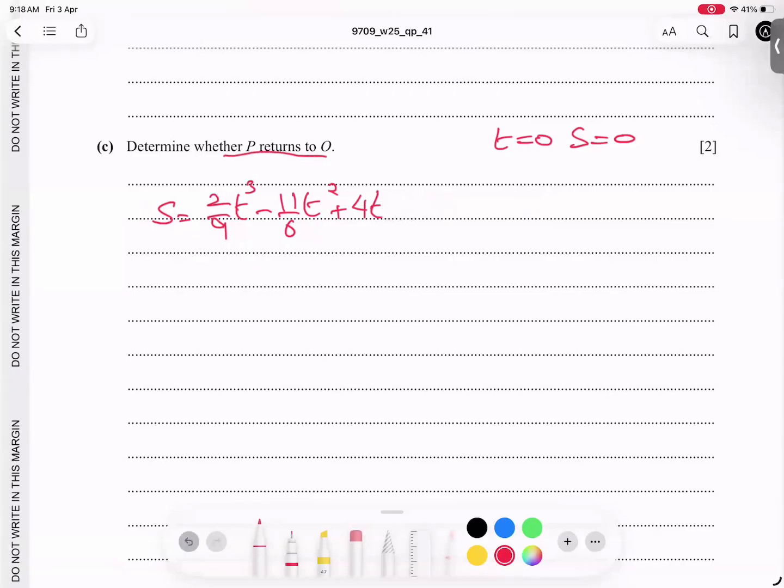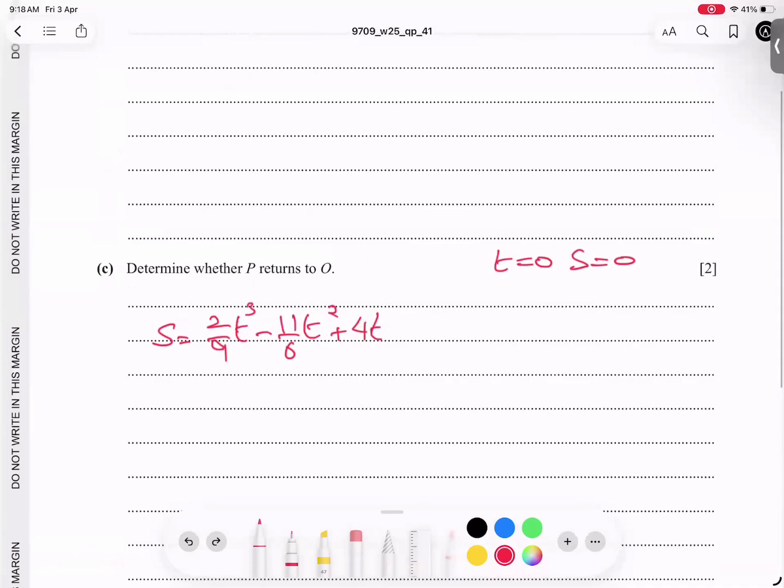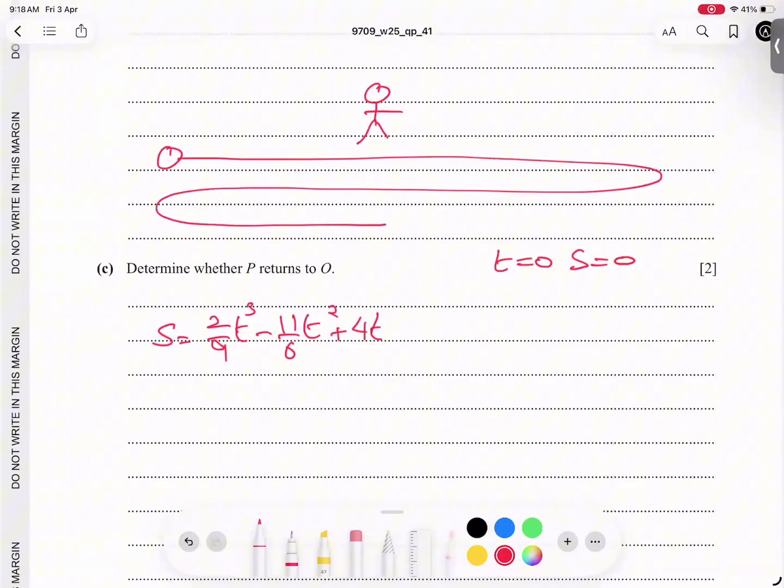Whenever it returns to O, for your understanding, this is the observer, let's say a particle goes away, or let's say the particle is coming from the back this way, this way, this way. So whenever it crosses the observer, at every such point the displacement equals 0.